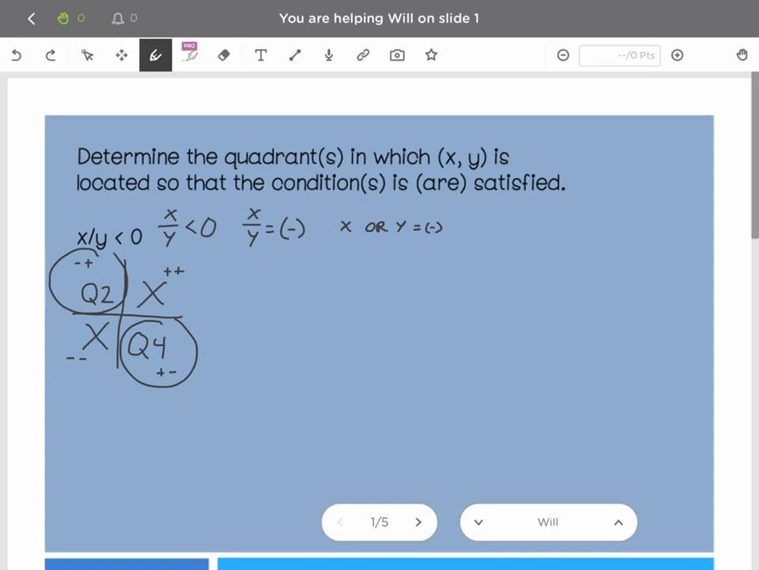Right, so this is the first one. It said determine the quadrant or quadrants in which (x, y) is located so that the conditions are satisfied. This just means that there could be one or it could be more than one. So it said x divided by y is less than 0. In order for x divided by y to be less than 0, they have to have different signs, right? So one has to be positive, one has to be negative. That happens in two places in your quadrants, which is quadrant 2 and quadrant 4.